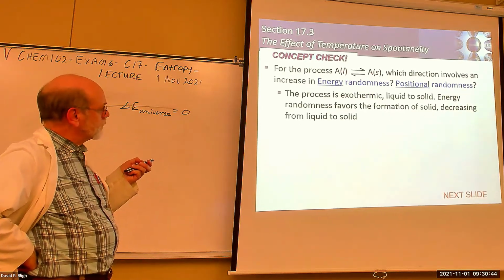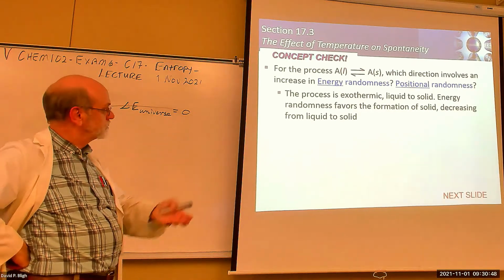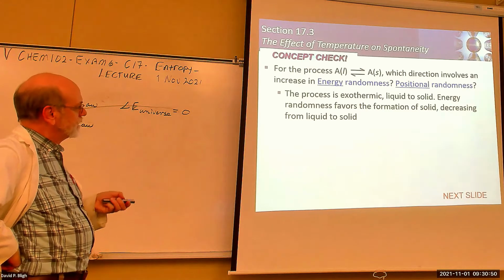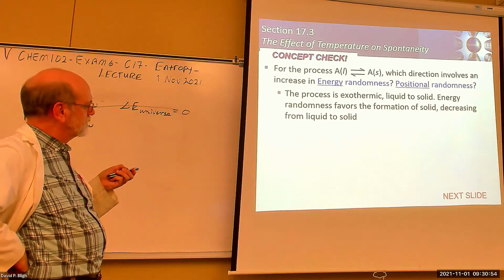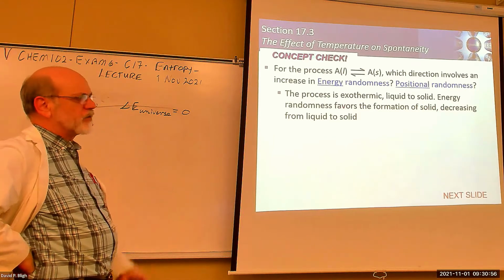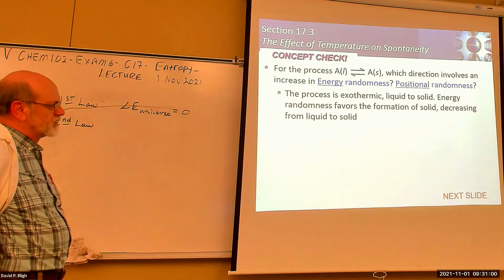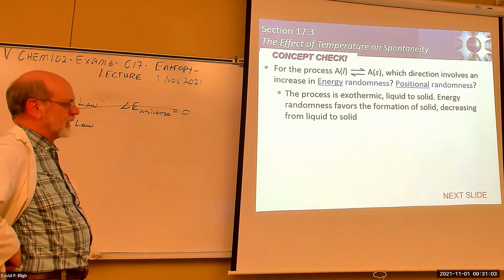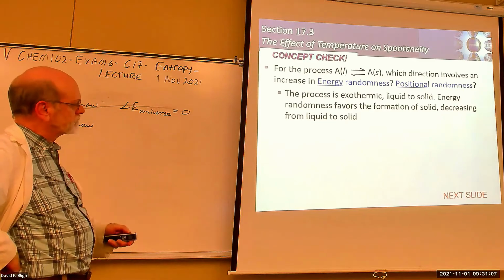This would be exothermic this way. As it goes from liquid to solid, it has to give up energy. Energy randomness favors the formation of the solid. Okay, so releasing energy increases randomness, energy randomness. That's what they're saying. I would have thought the other direction.